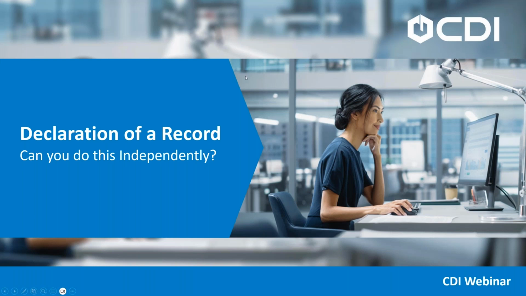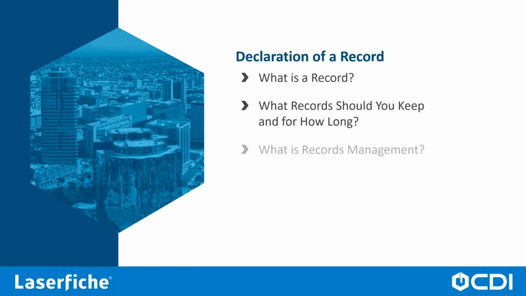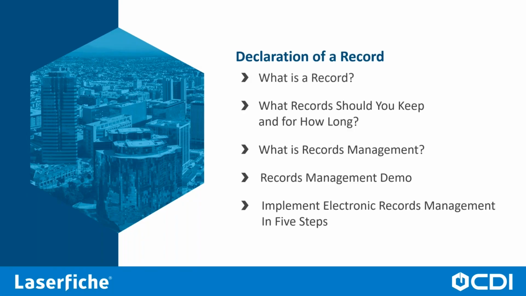We will go into what we're going to talk about today. There are a few sections. We're going to first talk about what is a record, what does it consist of, how does that implementation work with Laserfiche, and what is a record more broadly. What records should you keep, and for how long should you keep those records? Then we'll talk a little bit about what is records management, more specifically, what is records management in Laserfiche.